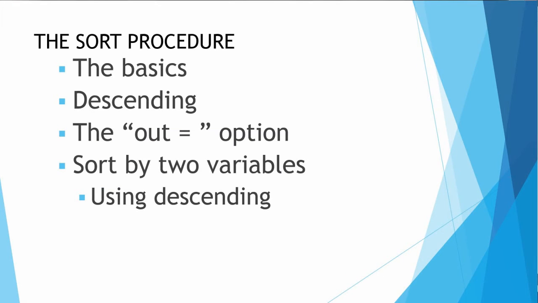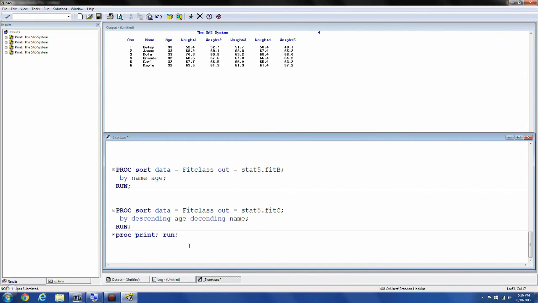To recap, we talked about the basic proc sort and sorting by descending, and then using the out equals option to create a different data set, and sorting by 2 variables. This is important because it comes up later on when you're doing things like merging 2 data sets. You may have to sort before you can do a data step with a merge statement in it.